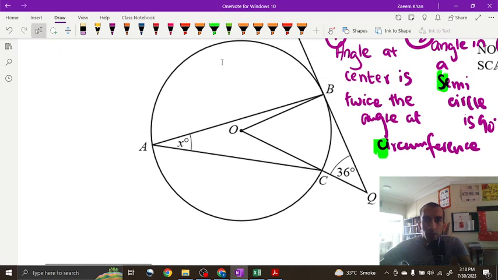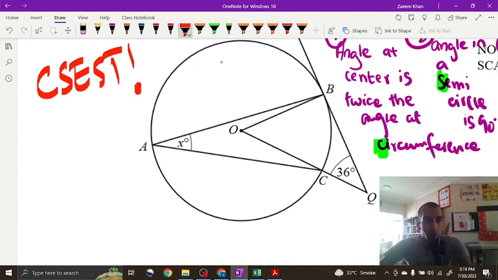So here we go, back to our question. Find the value of x. You have the 5 properties now. Instead of making you remember that, I'm just going to say CSEST. Here you go. Give it a shot.